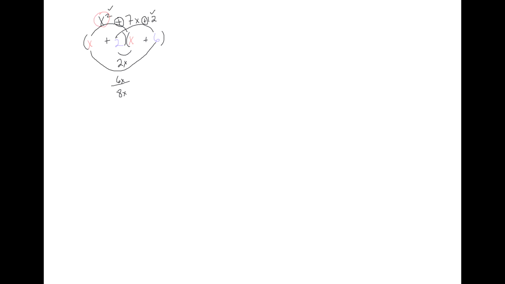So I'll try again with the same setup, and I'm just going to change the 2 and the 6. So what else do you want to try that can multiply to give me 12, but add up to give me 7, hopefully. 3 and 4, okay, so 3 and 4. The order doesn't matter since they're both pluses.